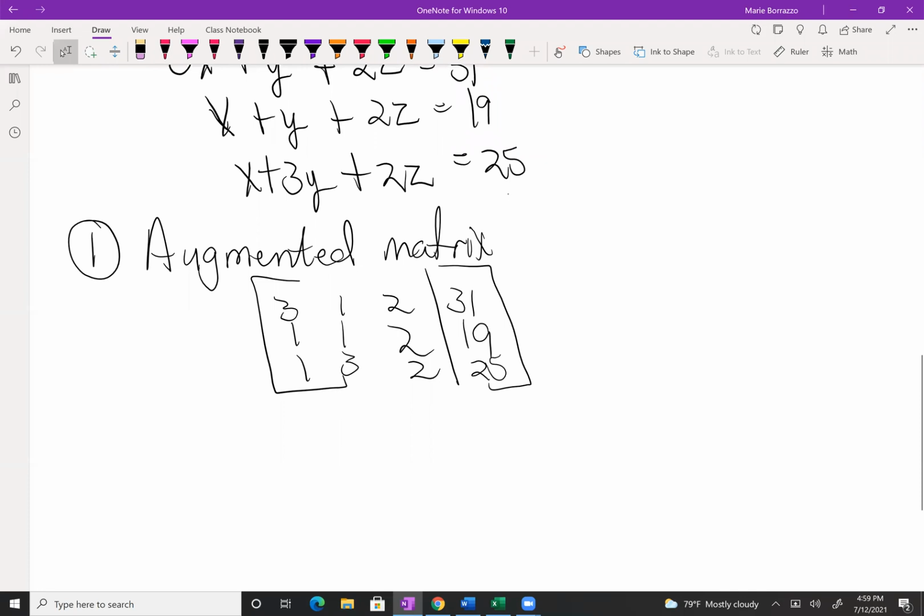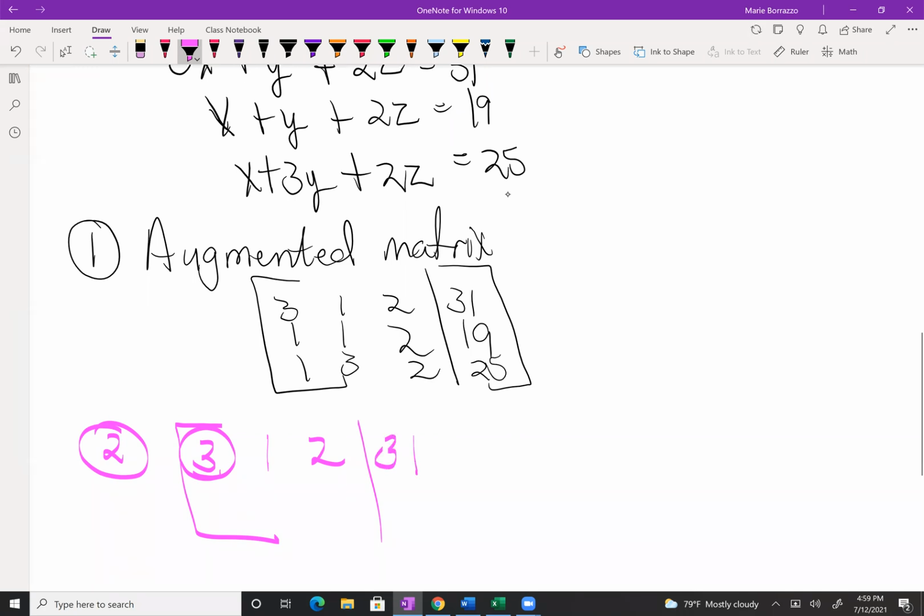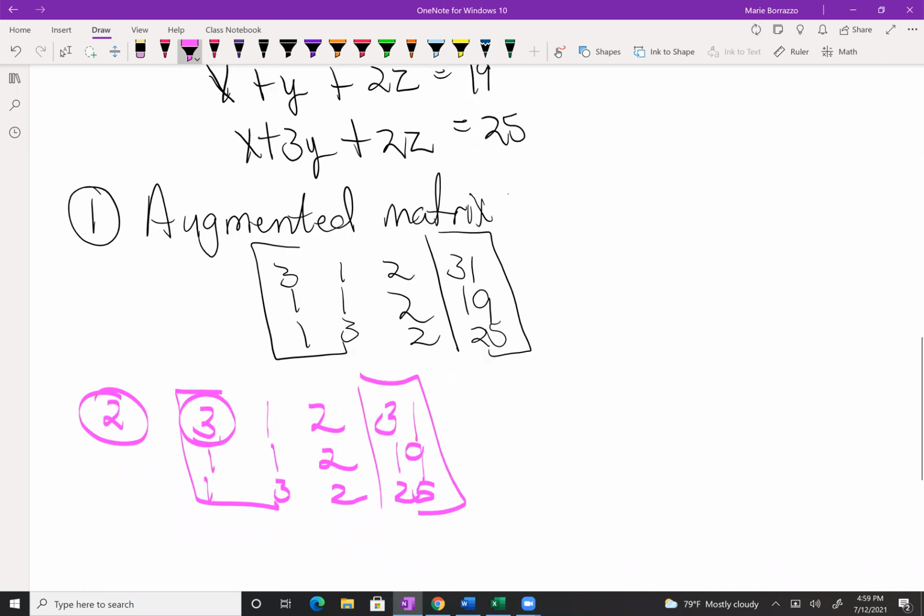Now, at this point, this is where you start to strategize. And I always suggest that in step 2, we're going to focus on the 3 and making that a 1. So you see how you have 3, 1, 2, 31. This is 1, 1, 2, 19. And this is 1, 3, 2, 25. So we want this to be a 1.